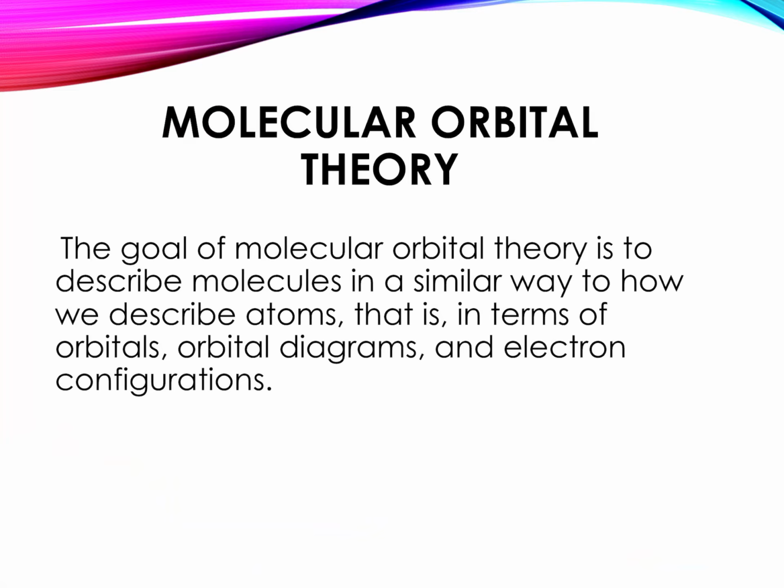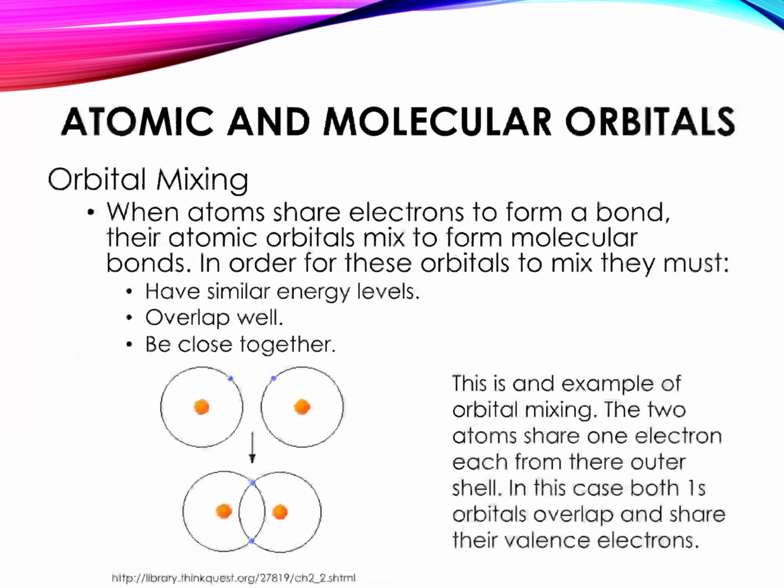So orbital mixing. When atoms share electrons to form a bond, their atomic orbitals mix and we form molecular bonds. Like that's what we've been talking about with that orbital overlap, right? Those hybrid orbitals. In order for these orbitals to mix and form that bond, they must have similar energy levels. They need to be able to overlap well, and they need to be close enough together, right? Your atom is not going to make a bond with another atom that's really far away in your molecule. They need to be fairly close in proximity.